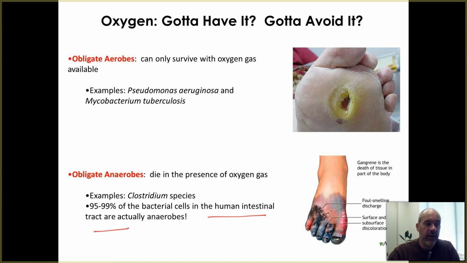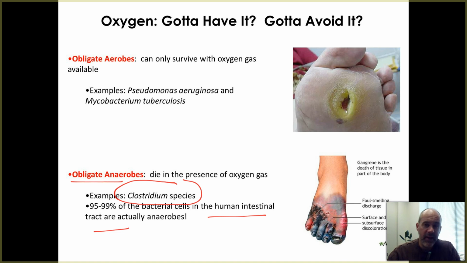You get down into the colon. That's an anaerobic environment. There's little, if any, oxygen gas down in that environment. And so 95 to 99% of the bacteria that live in your intestinal tract are actually anaerobes. There are some pathogens. Remember, we've talked quite a bit about the Clostridium genus, like C. diff, or Clostridium perfringens, which causes gangrene, Clostridium botulinum that causes botulism. Those are common environmental bacteria, but they are obligate anaerobes.